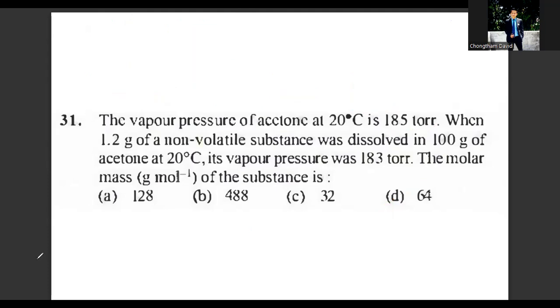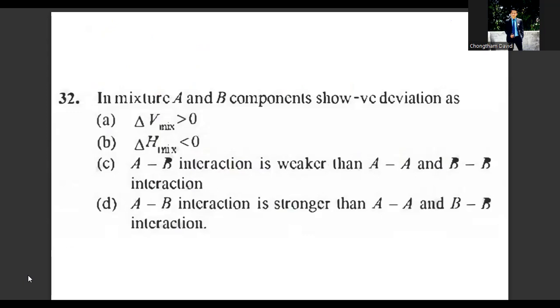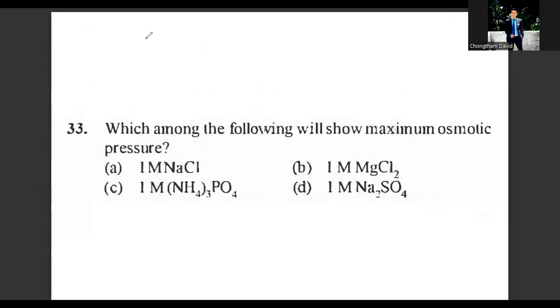Let us read question number 32. In the mixture, A and B components show negative deviation. So B, delta H mixing less than 0, is the answer to question number 32. Question number 33, which among the following will show maximum osmotic pressure? So the Van't Hoff factor is given, which if you find out for ammonium phosphate, you have Van't Hoff factor 4, 2, 3, and 3. So the highest goes for ammonium phosphate. This is the answer for question number 33, highest value of i.